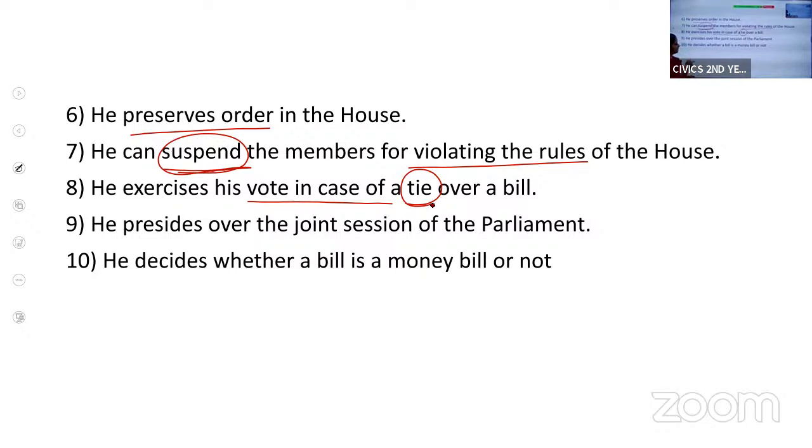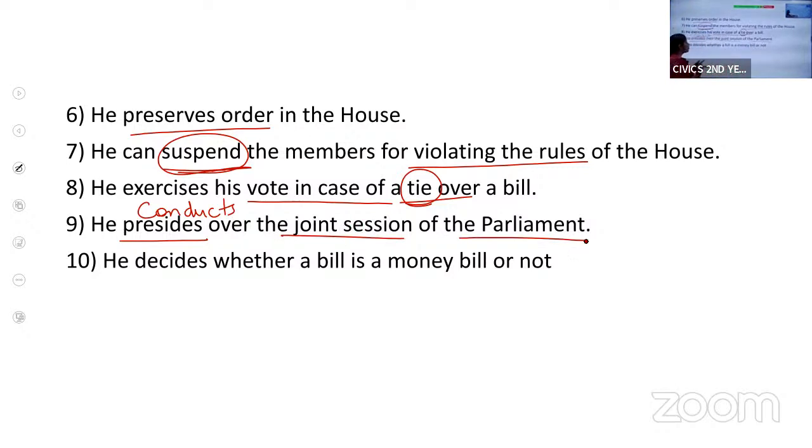Same in case of Lok Sabha, whenever there is a tie over a bill, that means the votes are equally divided. In such situation, the Speaker of Lok Sabha will cast his vote. He exercises vote. Then he presides. Presides means conduct. He conducts the joint session of the parliament.